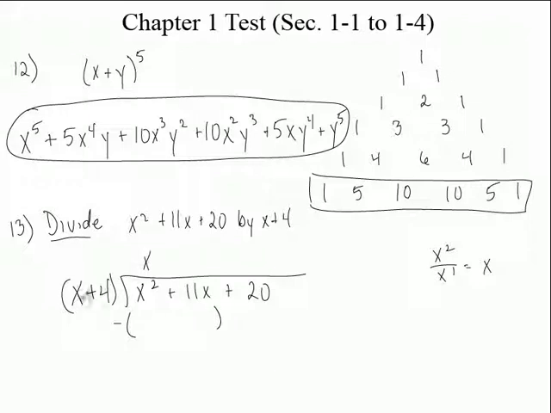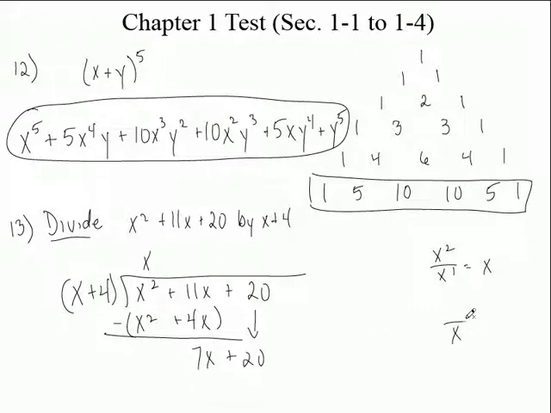So if I multiply it through here, what do I get? I get x squared plus 4x. All right, let's see what happens. X squared minus x squared is 0. 11x minus 4x is 7x. All right, drop down the next number. And now we say, how many times does x divide into 7x?